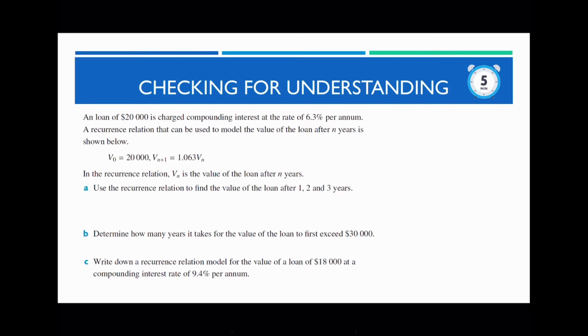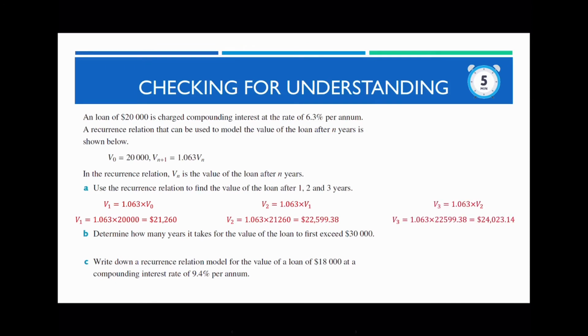Alright guys, if you've done this successfully, this is what you should have got. So again, V1 is equal to 1.063 multiplied by V0. Put this into a calculator. You should get an answer of $21,260. Do the same thing for V2 as well as V3.